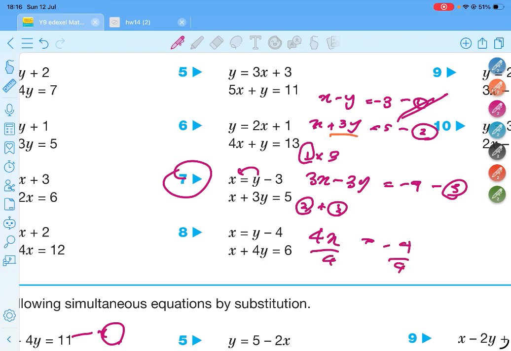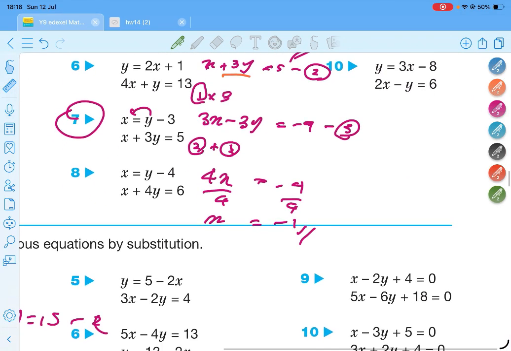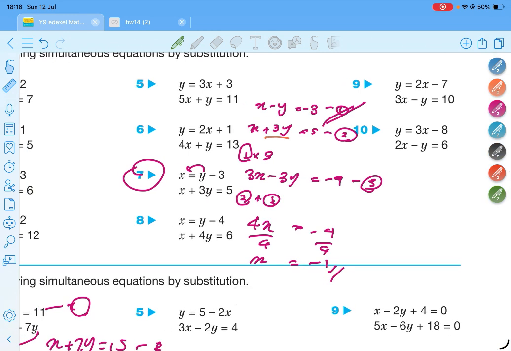Both sides divided by 4. X is equal to minus 1. Happy with the answer. Then what happened? Second option, y. So what is the easiest one? I am selecting this one. Right, now I am using the first one. What is the first one?